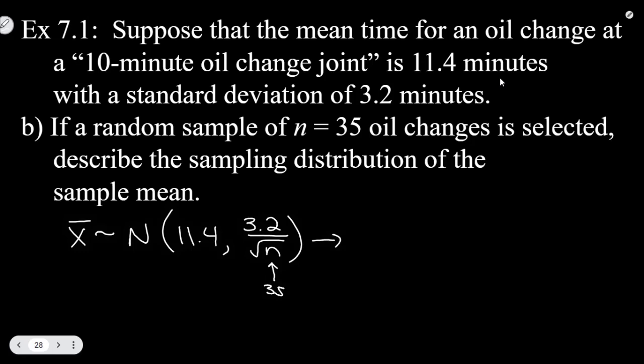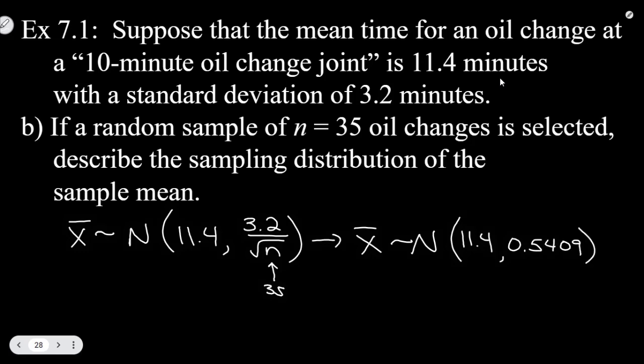So we're going to write x bar, part of the normal distribution, and our mean is 11.4. And for our standard deviation on our calculators, we're just going to take 3.2 divided by the square root of 35. And that will give us 0.5409.